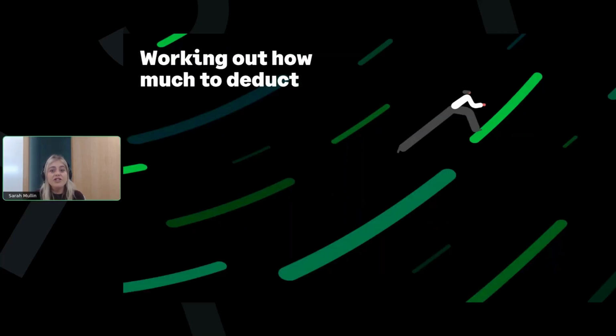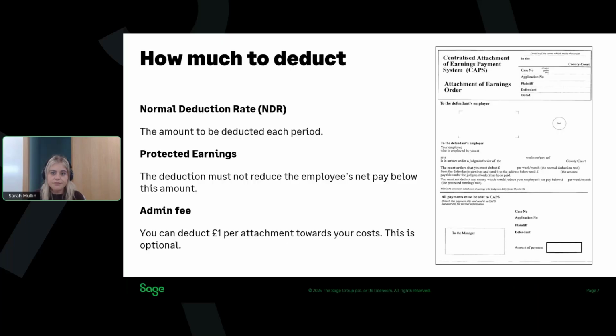So moving on to working out how much to actually deduct for your attachments. So there are 2 ways that an attachment type can be deducted. Now, the first way would be that the order has something called a normal deduction rate. So that's going to be a specific amount that needs to be deducted each pay period. And often with these attachments, they will also have something called a protected earnings. So that's going to be a specific amount that the deduction must not reduce the employee's net pay below.